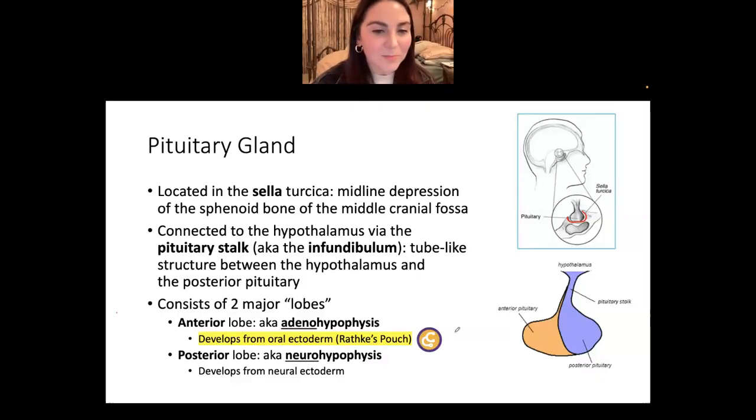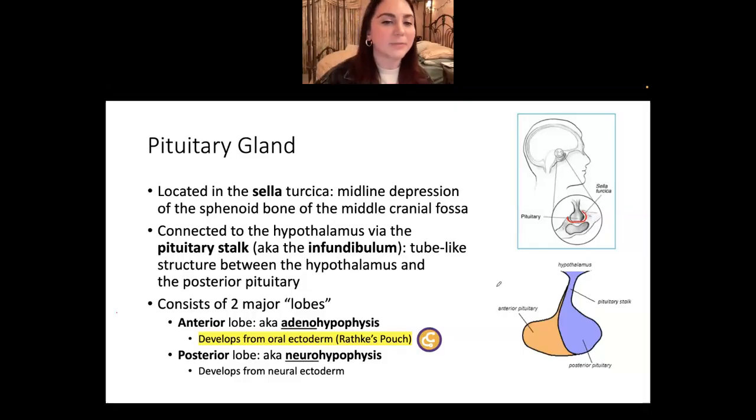The posterior lobe develops from just neural ectoderm. So this is a very neural structure. They're totally different, the anterior lobe and the posterior lobe. And I'm making such a big deal about this because they've asked so many questions about the difference between these two lobes. So we're going to talk about that for the next few slides. This is one structure, but the two lobes develop from different embryologic locations.